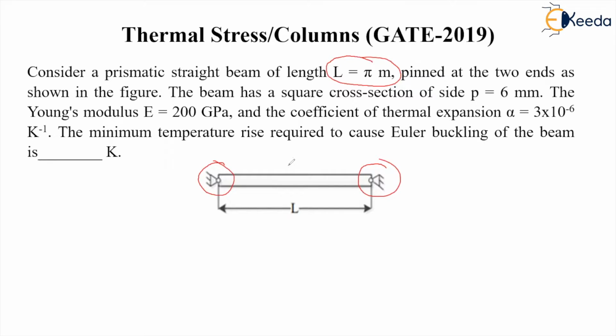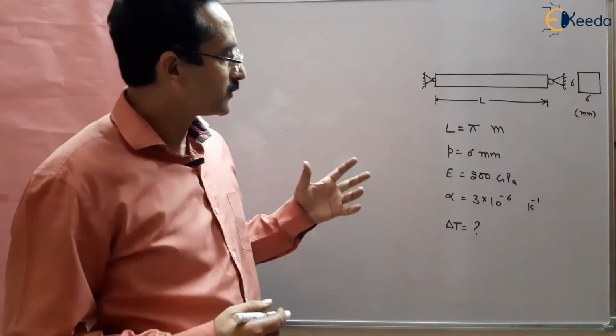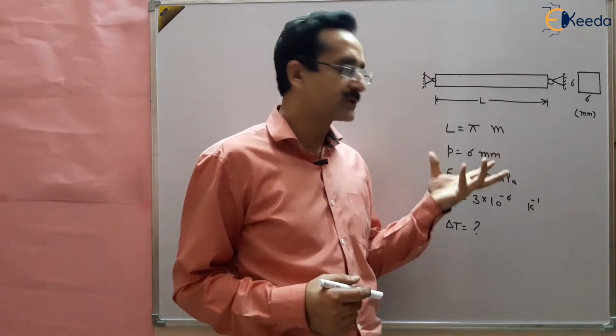So this is basically a combined question of columns and thermal stresses. When there is extension, this extension will be restricted. Due to that, the buckling load will be applied. Buckling load starts applying on the beam. So we have to find out what minimum temperature is required so that buckling may be achieved. Means buckling will start at that temperature. This we have to find out. So let us solve this problem. This is the question of columns as well as thermal stresses.